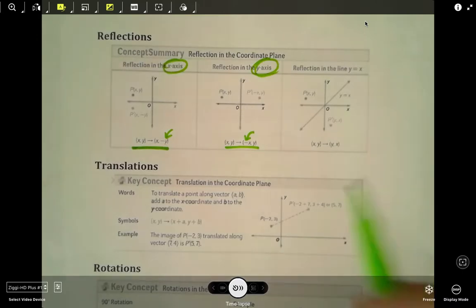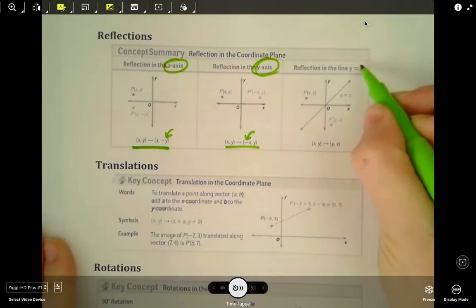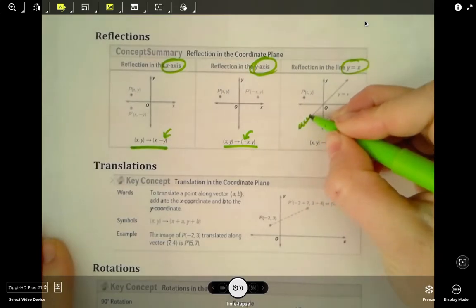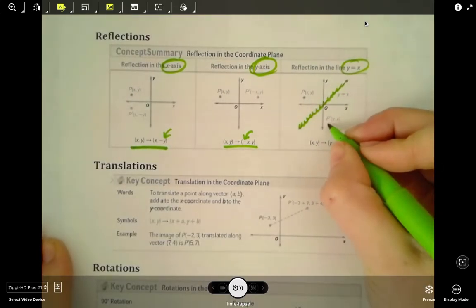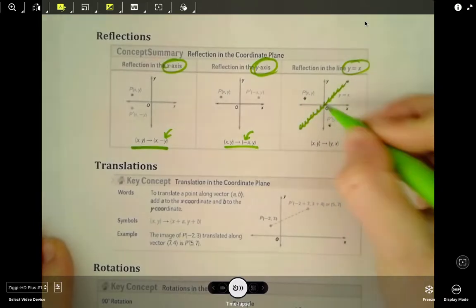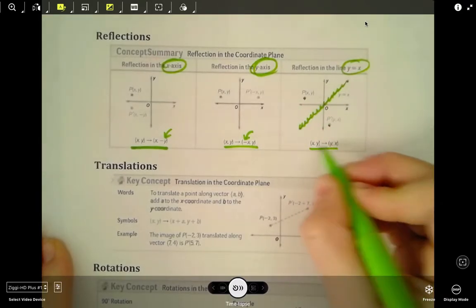Okay. We did not talk about this last one, but it's reflecting across the line y equals x, which is this one here. And if you're taking a point and you're reflecting it up over here or vice versa, what do you do with your coordinates?